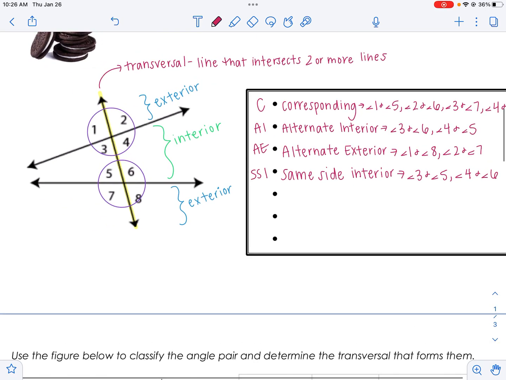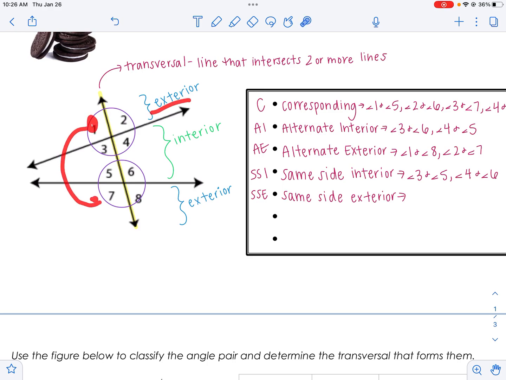There's same side interior. Well, then there's also same side exterior, or SSE for short. So that would be, for example, 1 is on the exterior. Well, what's on the same side, but also on the exterior? Remember, 1 from each set. So that would be 1 and 7, or I could say 2 and 8.